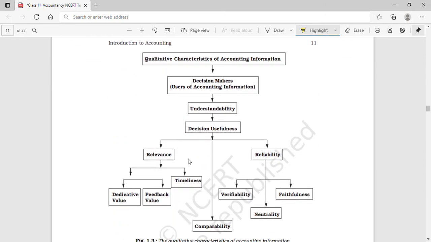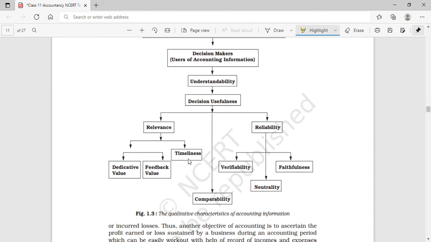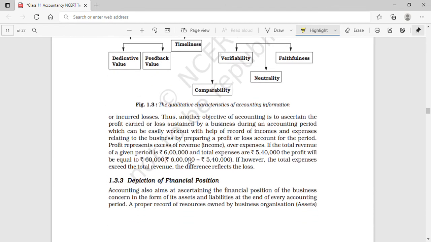Now this is a diagram shown here, where you can see the qualitative characteristics of accounting information. Then there are the decision makers who need to understand that. And then whether it's relevant and reliable. Under relevance, you have what? Predictive value, feedback, timeliness. Reliability is your verifiability, faithfulness, and neutrality. So this is what the qualitative characteristics of accounting information look like. Okay, guys?